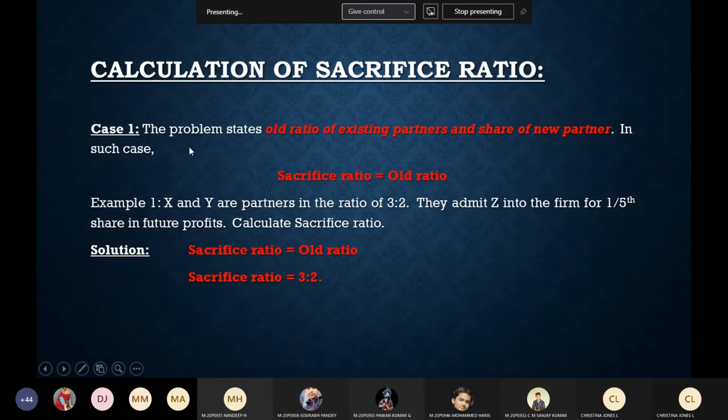Remember this case well, because this is very widely used in our 12-marker problems. There's nothing for you to calculate. The question itself is the answer. We don't have information, so we cannot calculate. We'll assume that they're sacrificing profits as per their old ratio itself. It's just an assumption, no logic behind it. Clear? Please write down: calculation of sacrifice ratio, case 1.